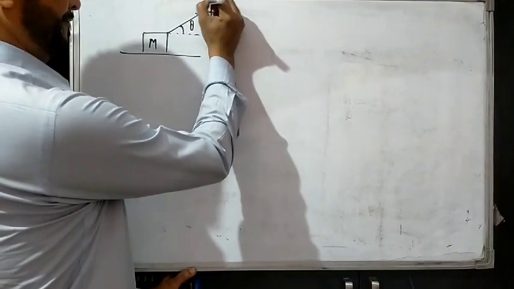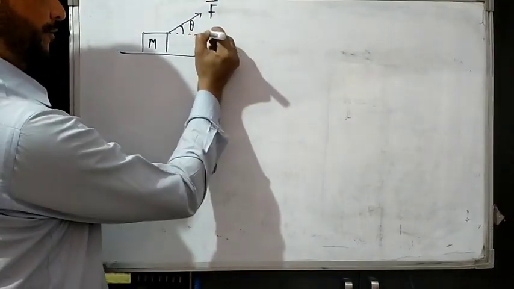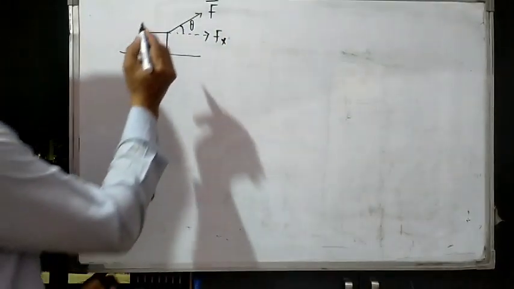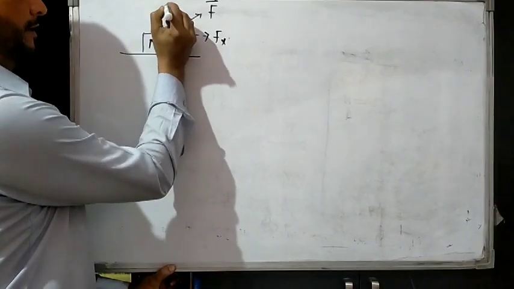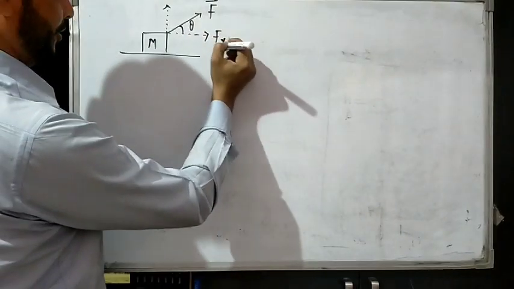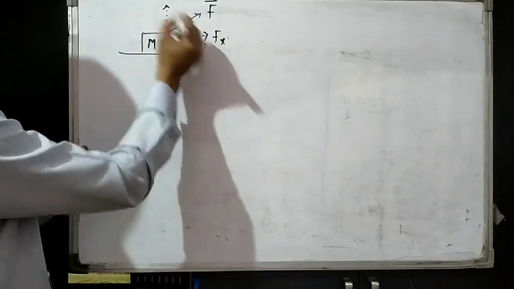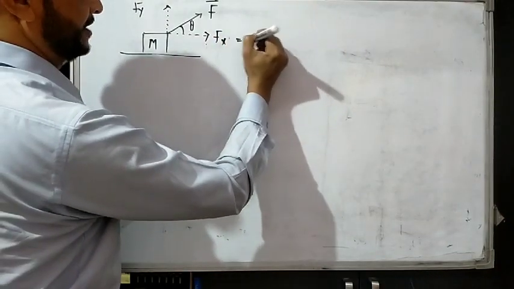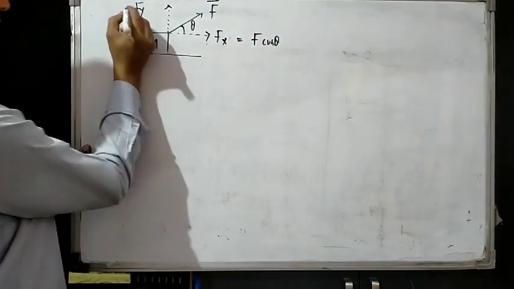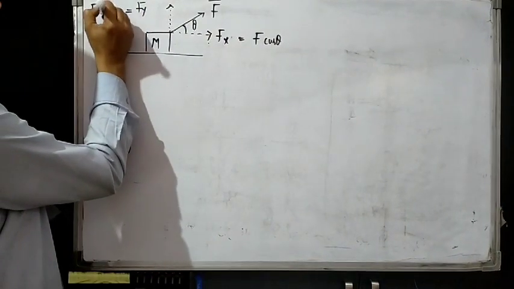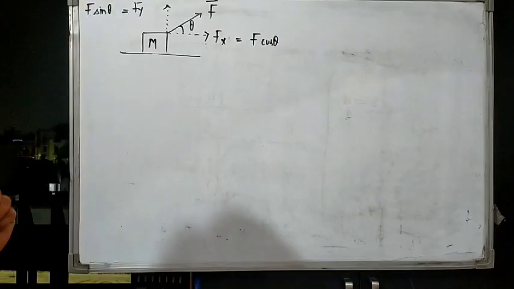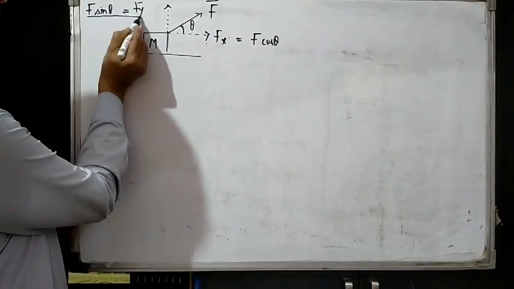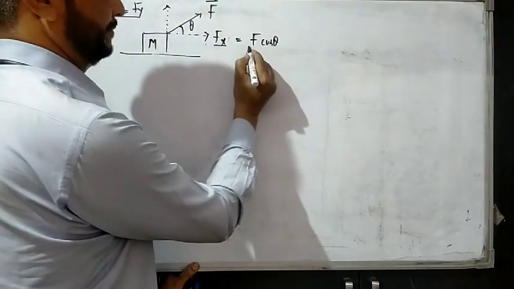As we know from the knowledge of vectors, this force will be resolved into two components, one along the line and the other perpendicular to it: the horizontal x component, the base component, and the vertical component, this is Fy. So what is Fx? Fx is F cos theta, and Fy is F sin theta. Fx is equal to F cos theta and Fy is equal to F sin theta. This is the vertical or Y component and this is the horizontal or base component.